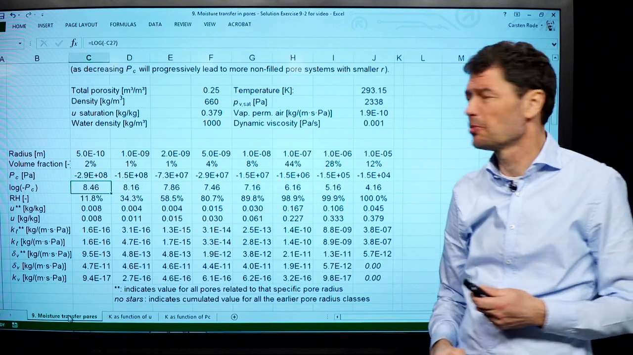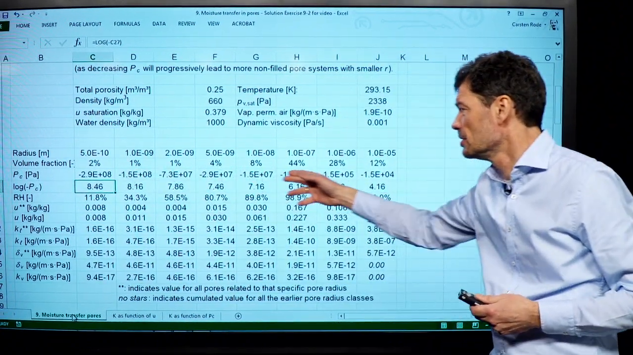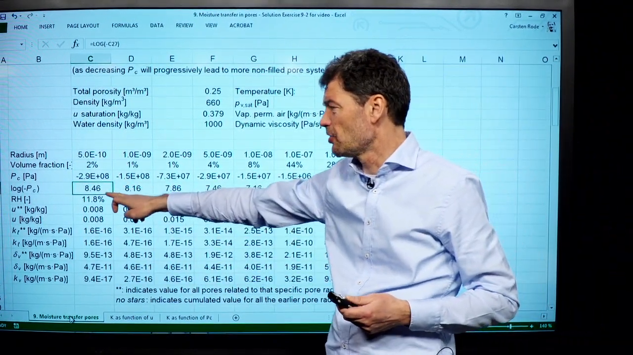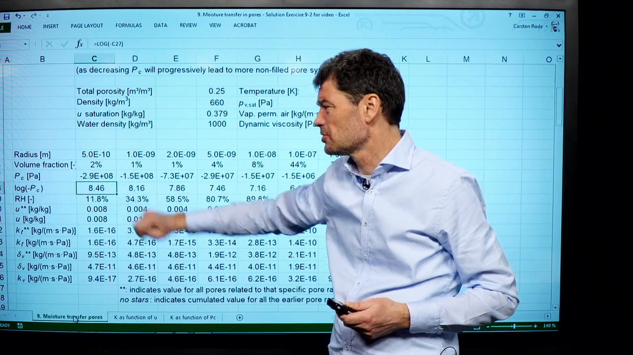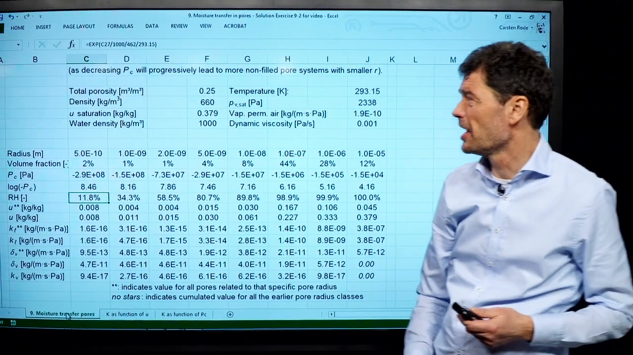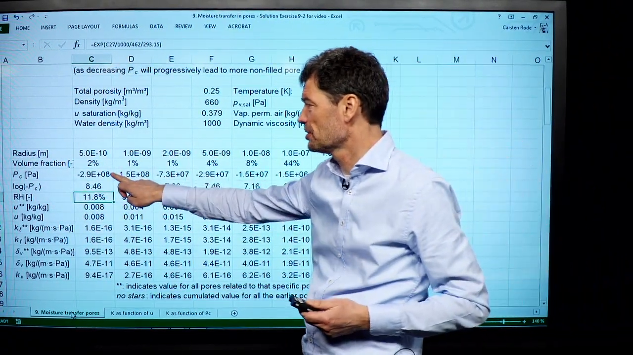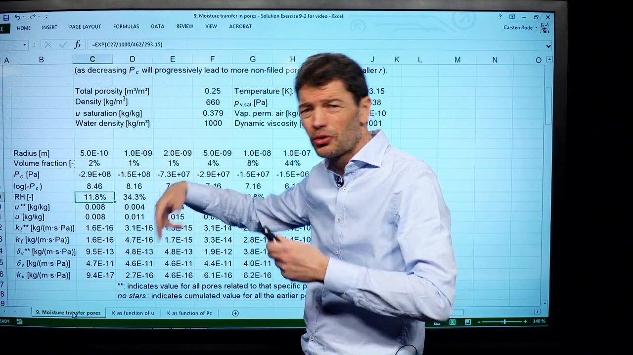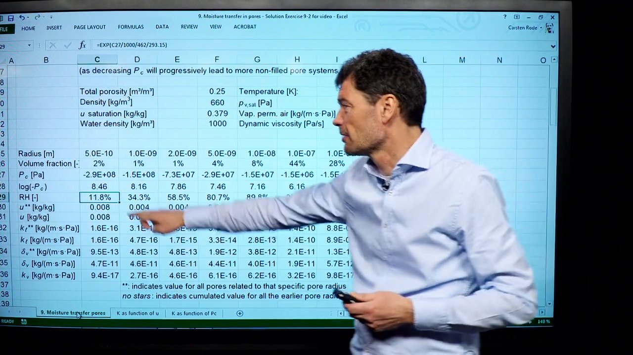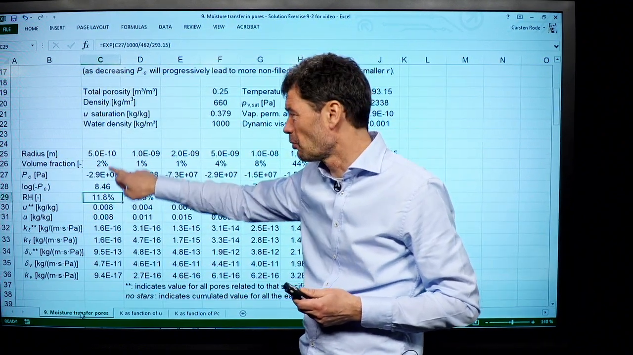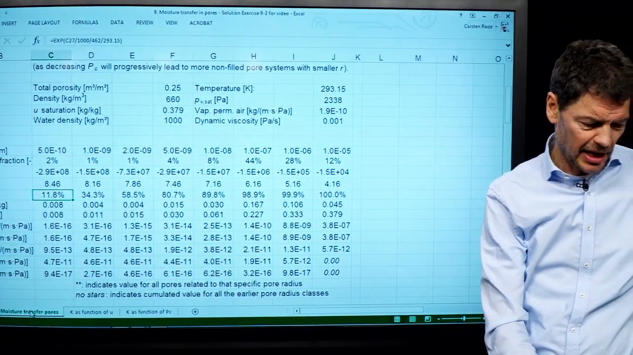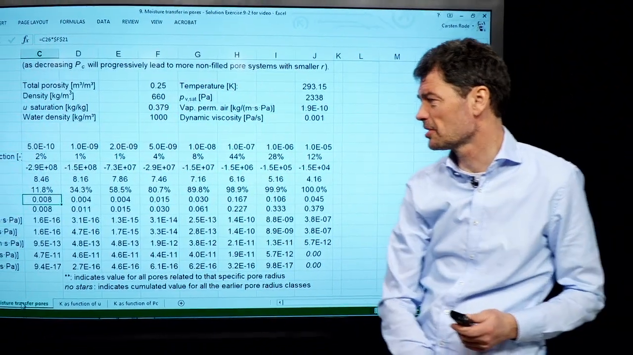But since the capillary pressure has a very rapid development, we very often plot it by the logarithm of that value. So that's what we're also going to use. The Kelvin equation makes it possible to calculate from capillary pressure to relative humidity over such a water-filled pore. So that gives us the relative humidity that will be in the air just over one water-filled pore here, 11.8%.